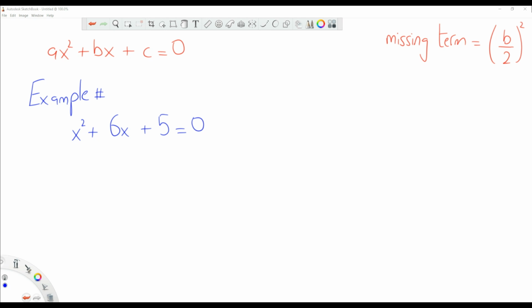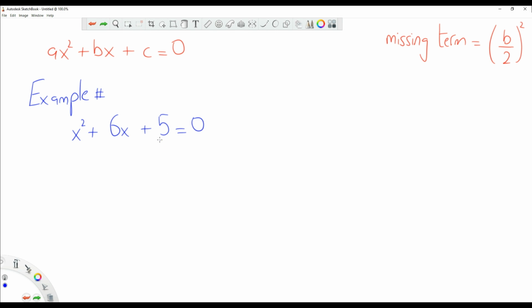In today's video, we are going to discuss completing the square. How do we solve a quadratic expression using the method of completing the square? What we're going to do over here is first try to make this expression a perfect square, and then we are going to find the values of x.